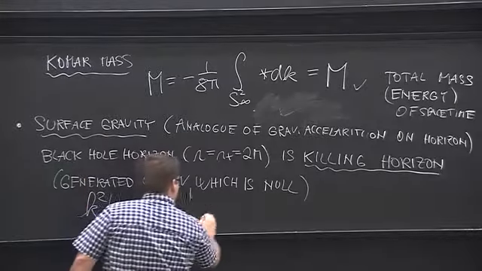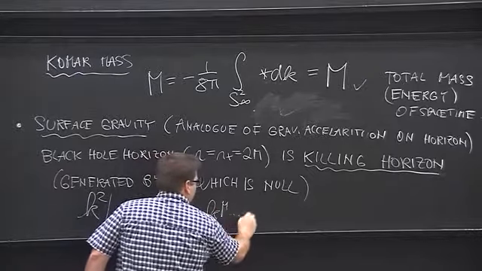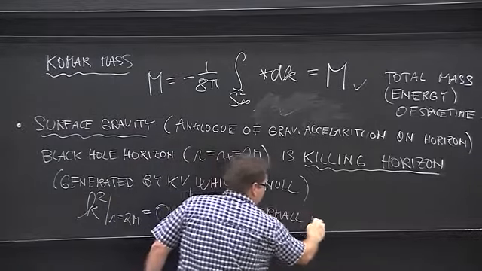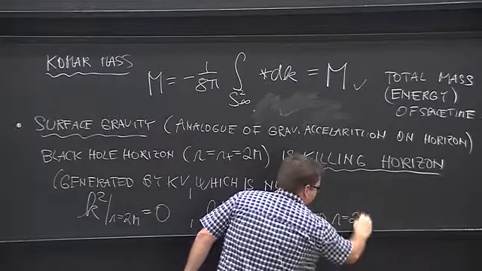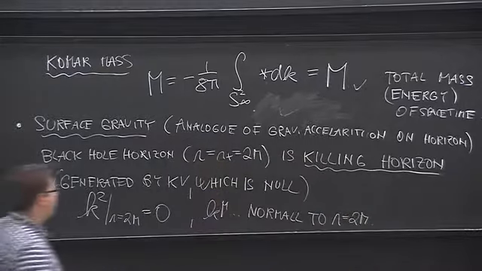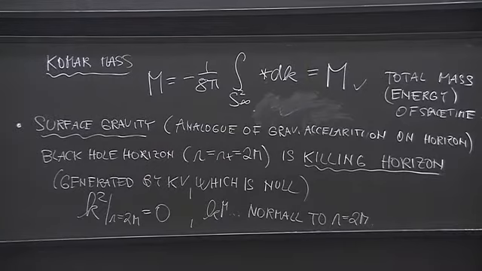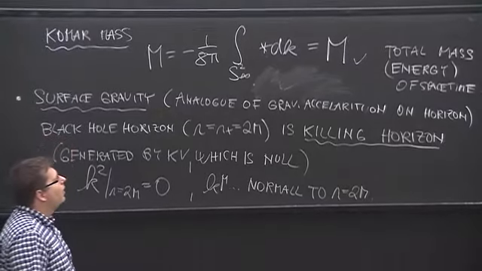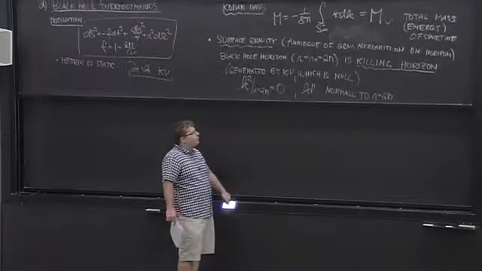So k mu is the normal to the r equal to 2m surface. Okay, so that's what it means. That's not important, but it's a nice property to have.